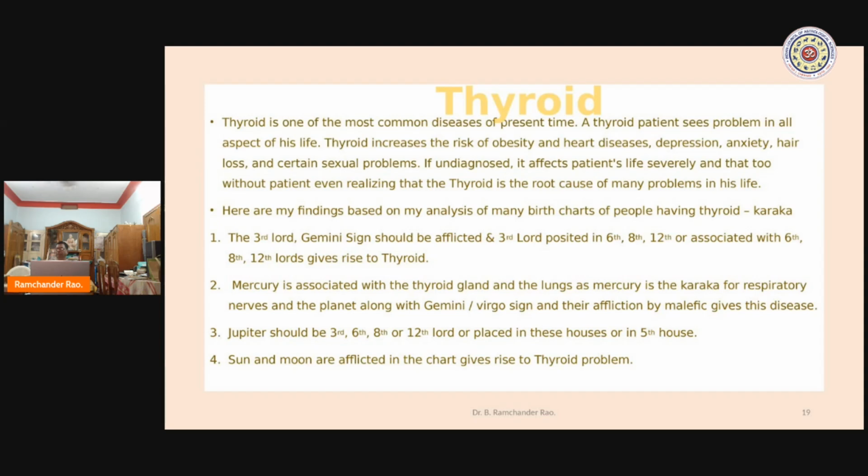Jupiter should be in 3, 6, 8 or 12, or the lords are placed in these houses or in the fifth house. Sun and Moon are afflicted in the chart, which gives rise to thyroid.